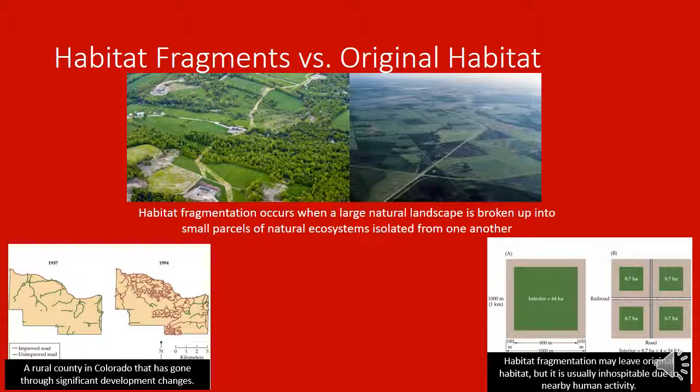And usually habitat fragmentation makes areas inhospitable, because if we look at these two areas, they have the same amount of area, right? So 64 hectares and 8.7 times 4 here. So, no, it's not the same. No, scratch that. It's not the same amount of area. But the big square is the same amount of area. But the interior is the natural habitat, right?